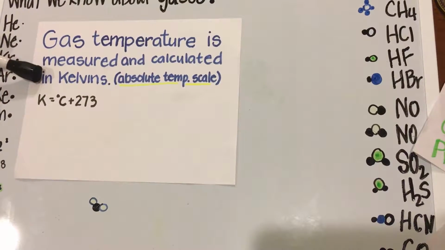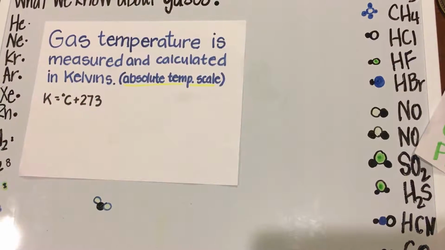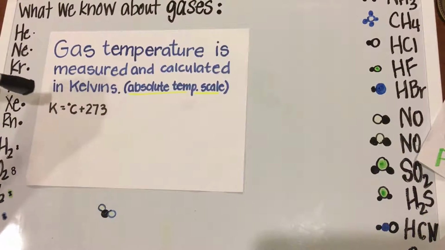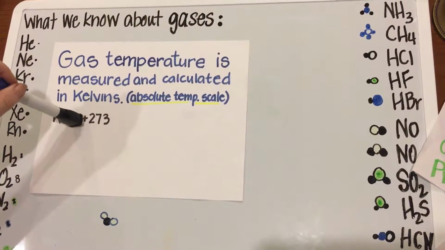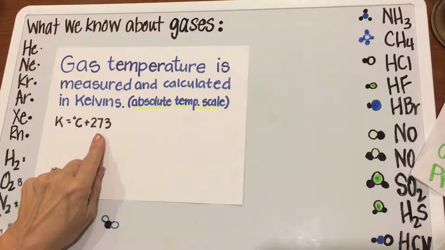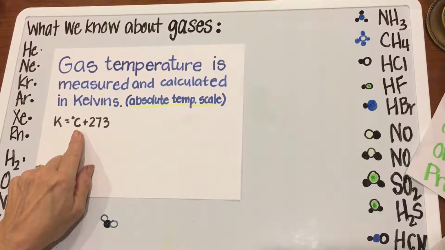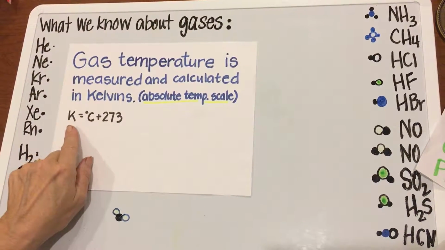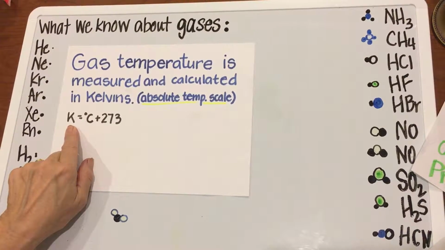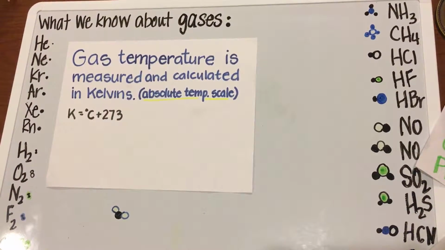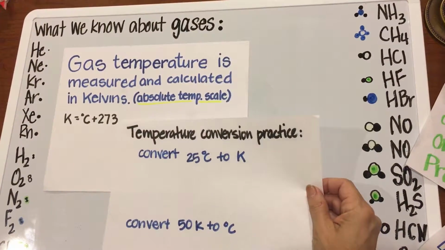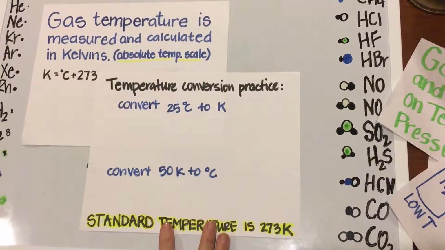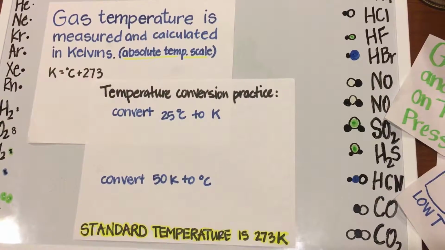So gas temperature is measured and calculated in kelvins. Remember, Kelvin is the absolute temperature scale. Every degree Celsius is the same size as a degree Kelvin. But to convert from Celsius to Kelvin, you have to add this factor, 273. 0 degrees Celsius, the freezing point of water, add 273, that would be 273 Kelvin. If you're given a temperature in Celsius and you're using it in a gas calculation, you're going to have to convert it to Kelvin. So let's give you a couple of conversion practice problems with temperature.